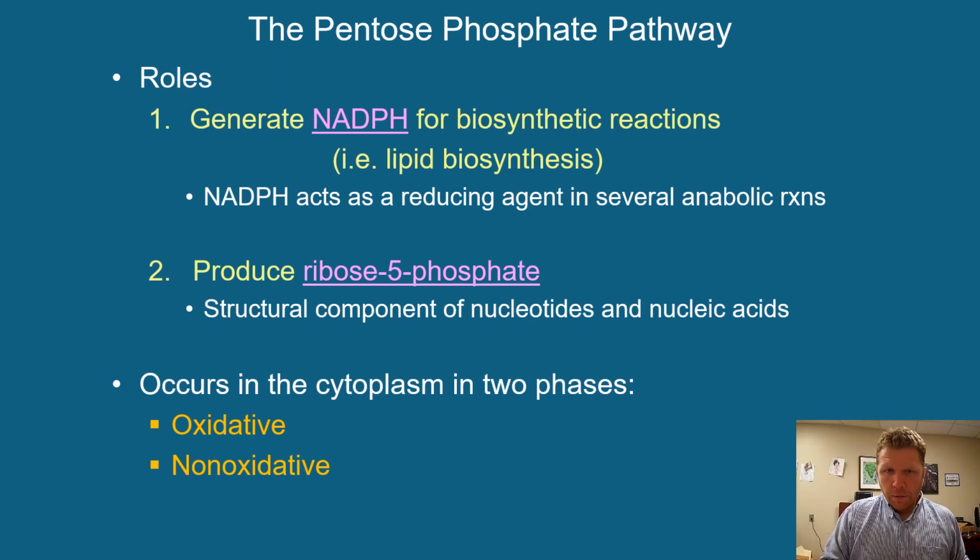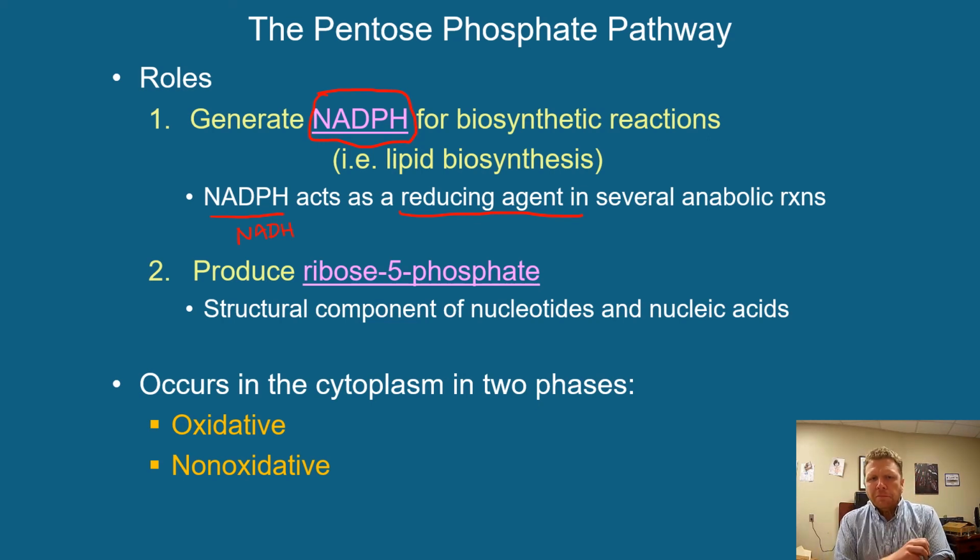Now, the role of the pentose phosphate pathway is the first thing that we need to get squared. The role of it is to generate NADPH. Now, this is going to be used in biosynthesis of lipids later on. We've already seen NADH. We already generated a bunch of NADH in glycolysis, but NADPH acts as a reducing agent in a number of different anabolic, or building up, reactions.